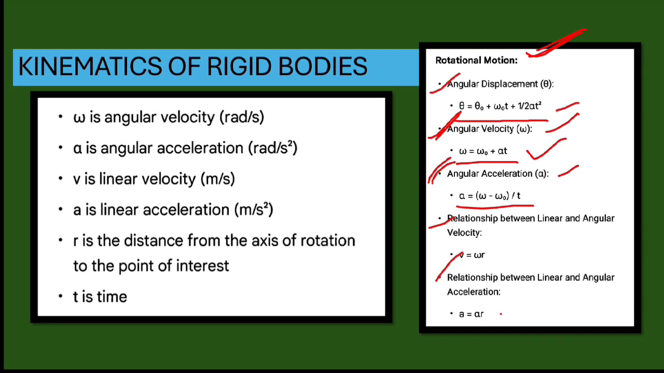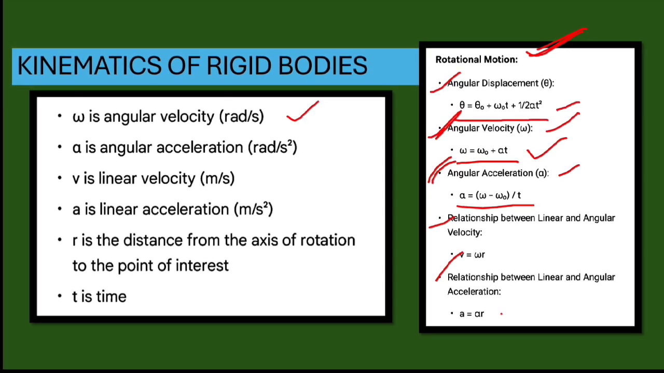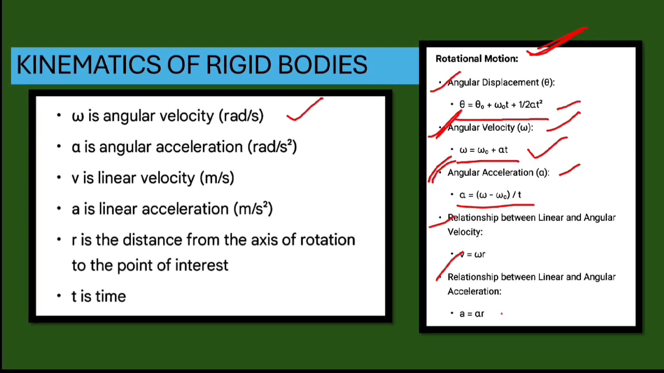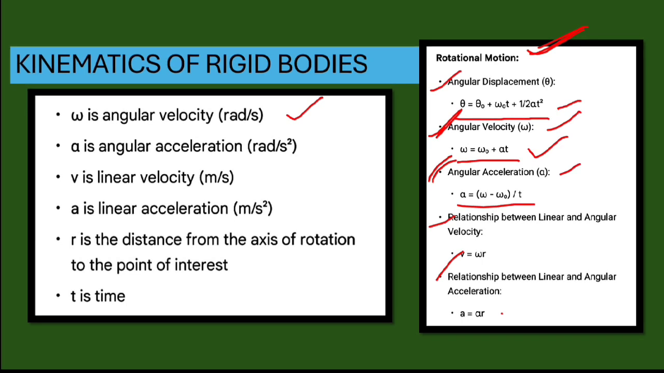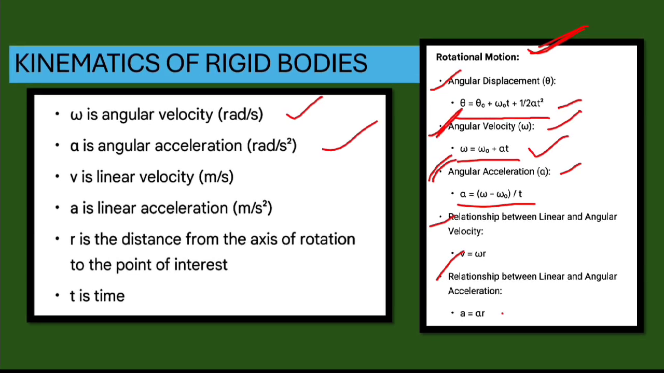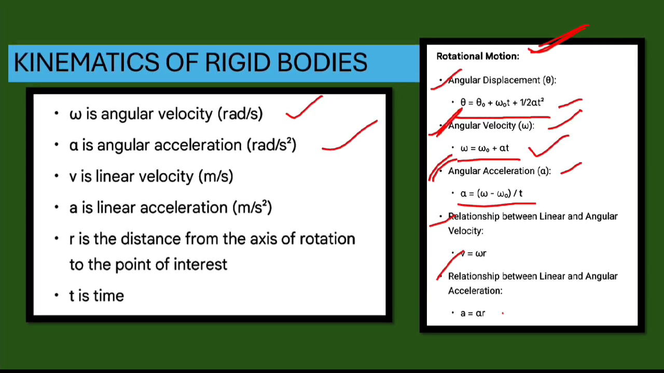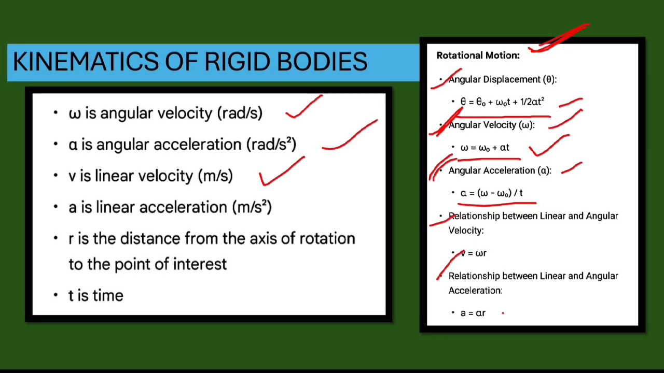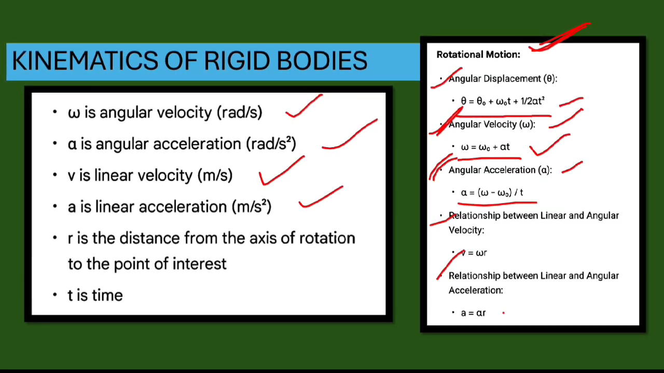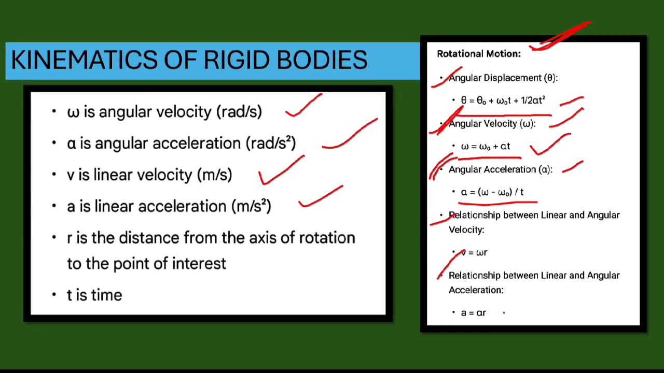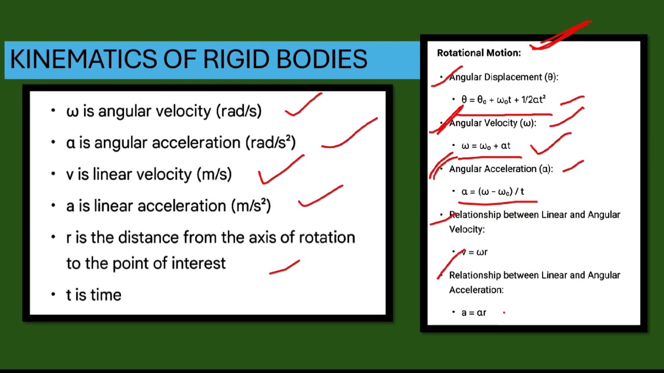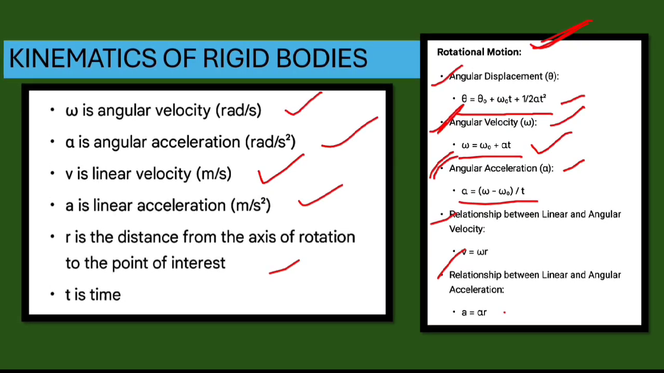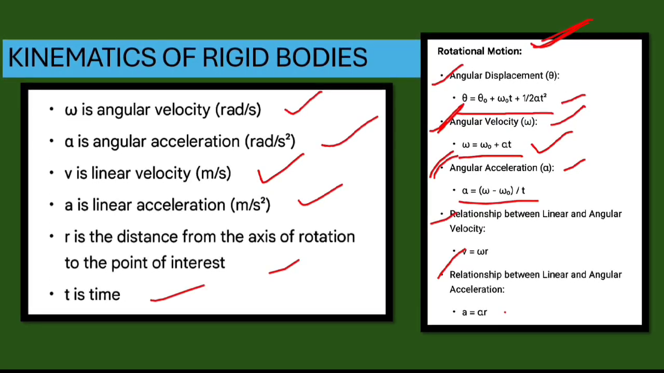So all the details are given here. Omega is the angular velocity in radians per second. Alpha is the angular acceleration in radians per second square. V is the linear velocity in meter per second. A is the linear acceleration in meter per second square. R is the distance from the axis of rotation to the point of interest, and T is time in seconds.